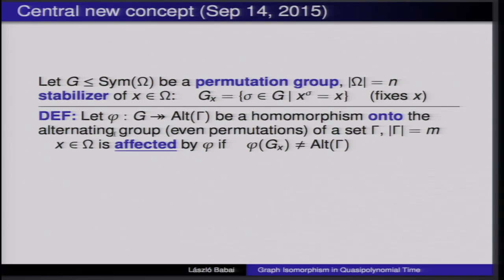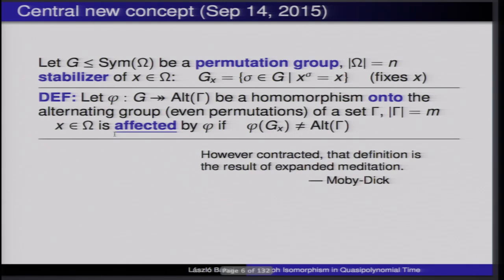The definition is this: an element of the domain is affected by this epimorphism phi if the image of the stabilizer under this epimorphism is not all of the alternating group. The stabilizer is a subgroup of G. It could still happen that it maps onto this alternating group. Then I say that that point x is not affected, and otherwise it is affected. I could quote Moby Dick for this definition. And yeah, so that was about the definition of what's a whale.